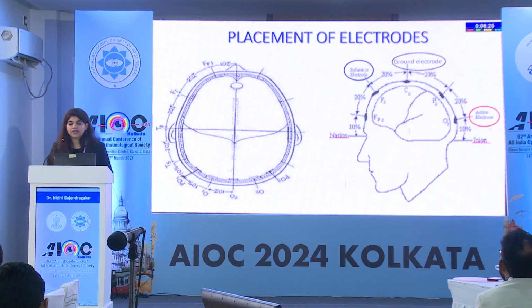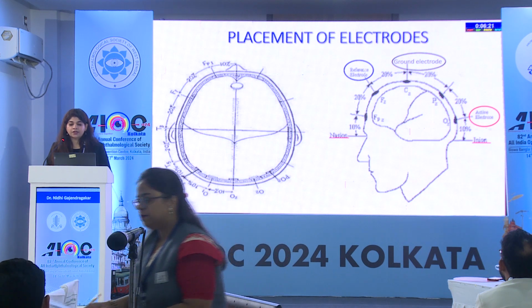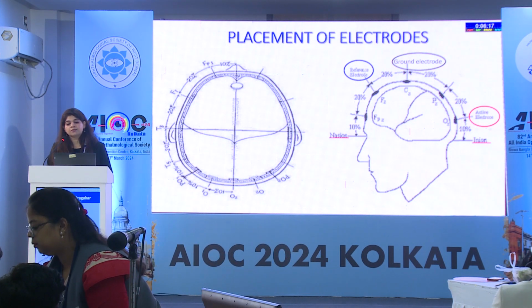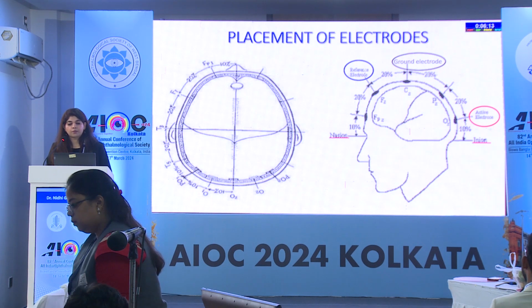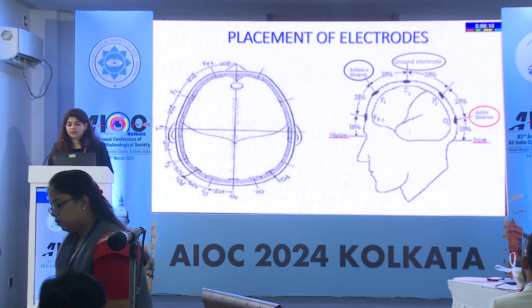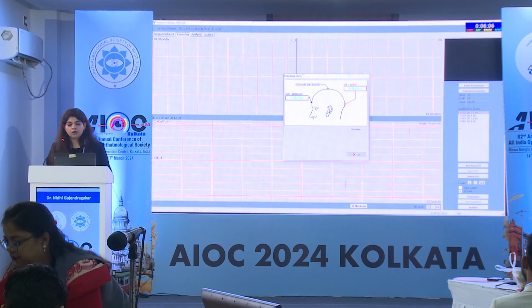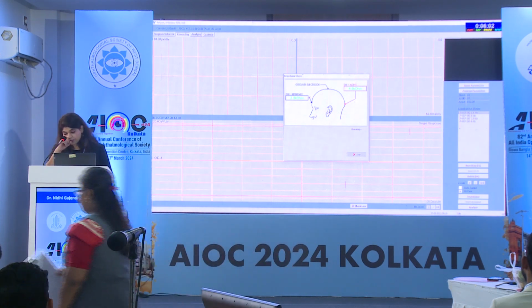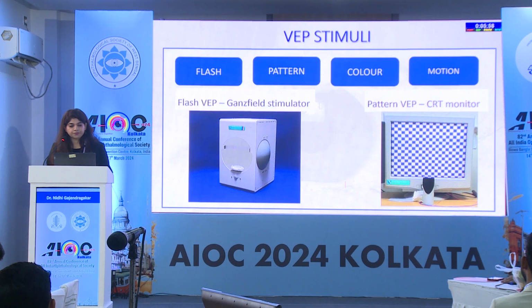Now the placement of the electrodes follows the 10-20 rule, in which the whole head is divided into multiple divisions, and we have the reference electrode, which is placed at the FZ position. We have the ground electrode placed at the top of the head, and the active electrode placed at the OZ position. So this is how the machine will look once we connect the electrodes, and here we need to check that all electrodes have an impedance of less than 5 kilo ohms.